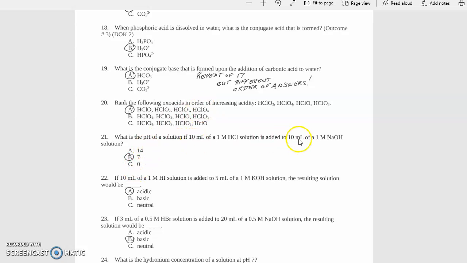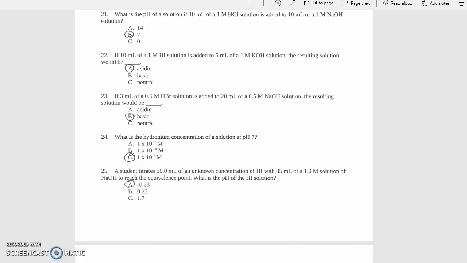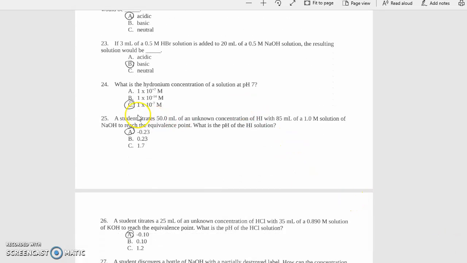pH of 10 mils and 10 mils, it's going to be 7. You have equal molar amounts, right? Here you have 10 moles and 10 mils and 5 mils of the same. And so this right here is more. So this is going to be acidic. 3 mils and then 20 mils. And so this one's going to be basic. Okay? Pretty easy to figure out. The hydronium ion concentration at pH of 7 is 1 times 10 to the minus 7th moles. The student titrates it. The pH is minus 0.23. And this right here is minus 0.10.